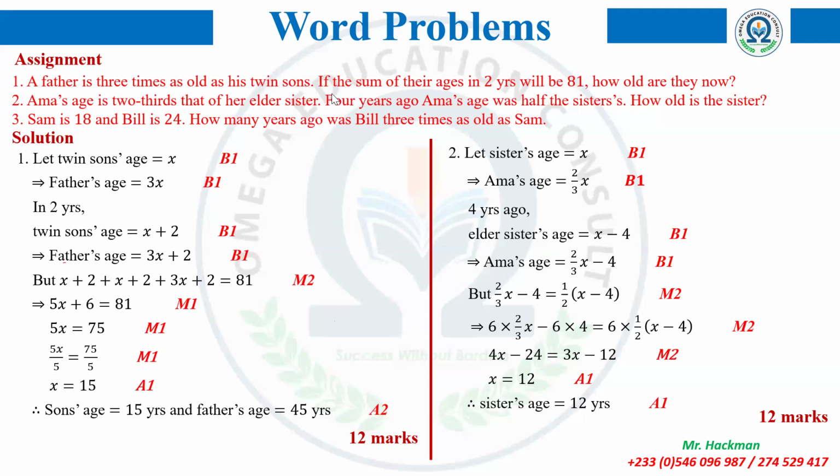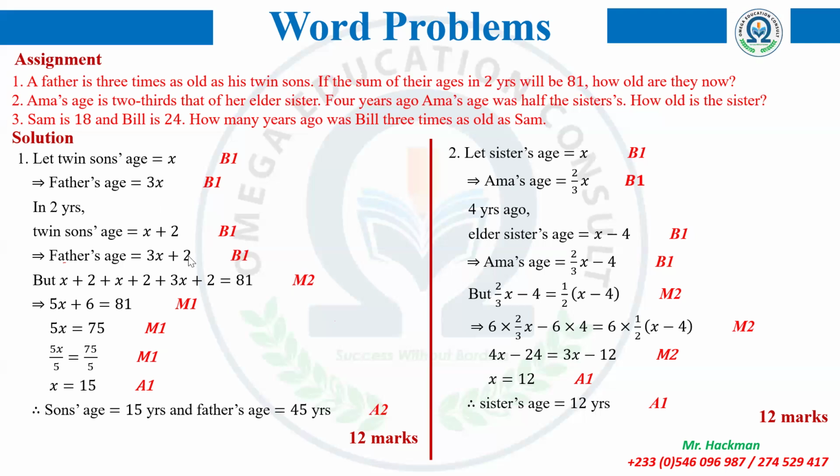Then we are told the sum of their ages in 2 years. So the ages that we are going to connect, to form our equation, will be the ages in 2 years. So you write: in 2 years, the twin son's age will be the present age plus 2, which is x plus 2. Same, the father's age will be 3x plus 2. So please take note.